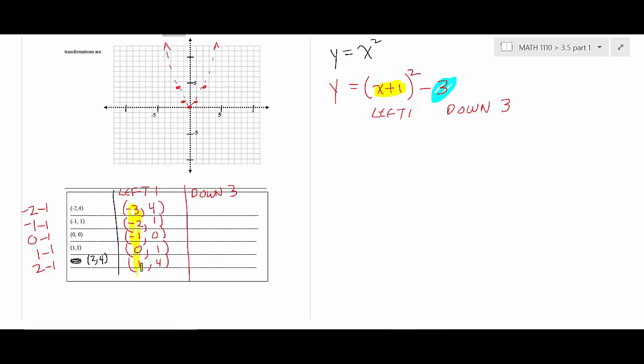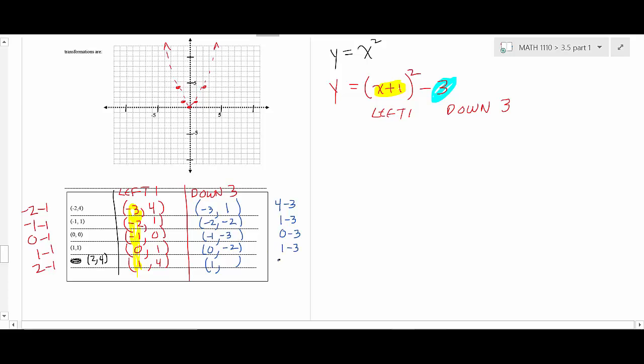Okay, now down 3, what do I change, x or y? Y. I change y. So the x's are set. When you go to this next step, don't do anything with x, just leave it alone. Then take all of those y values and make them go down 3. You can do this in your head. 4 minus 3 is 1. 1 minus 3 is -2. 0 minus 3 is -3. 1 minus 3 is -2. And 4 minus 3 is 1, like that.